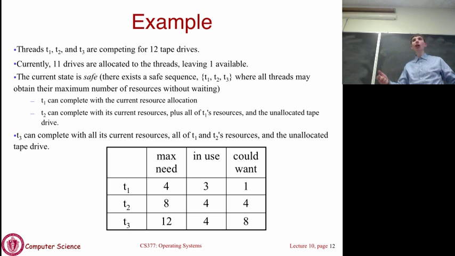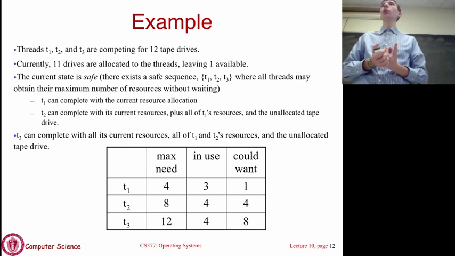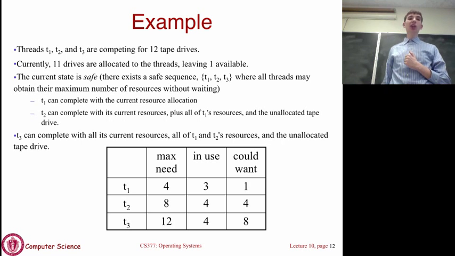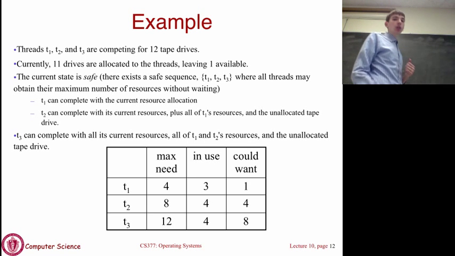So these are 12 instances of the same interchangeable resource, and we have 3 threads, T1, T2, and T3 that are competing for them. And let's say that at the current time, 11 of the tape drives are allocated to the threads, so that there's one that's available. Each of the threads declares up front the number of tape drives it might need in order to complete. So, T1 might need 4 drives, T2 might need 8, T3 might need 12.